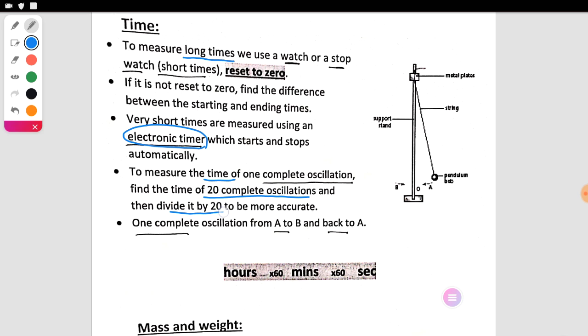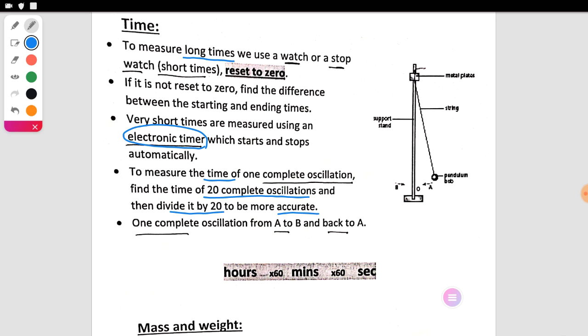Divide by the number 10 or 20, according to the number of complete vibrations, to be accurate. One complete oscillation is from A to B and back to A. This is called periodic time.